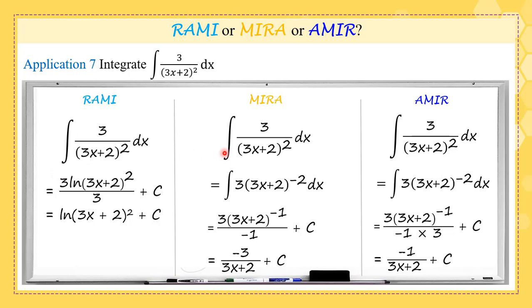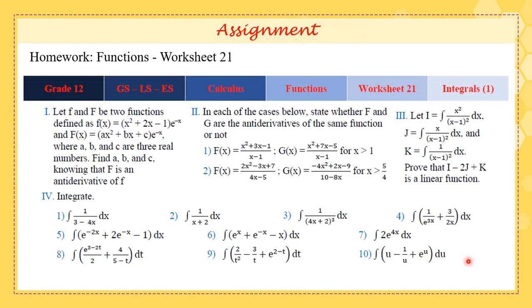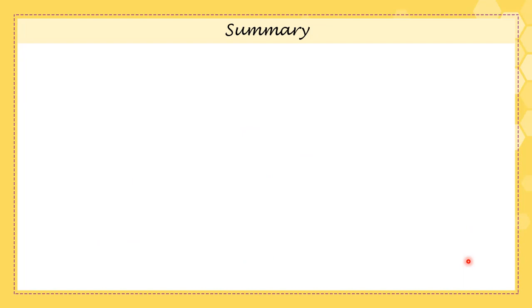Here Mira used the true rule, which is rule 1, but here he forgot the coefficient of x in the denominator, then it has a wrong result. But Amir used rule 1 correctly in all the steps, then he has the true method. Assignment, summary.